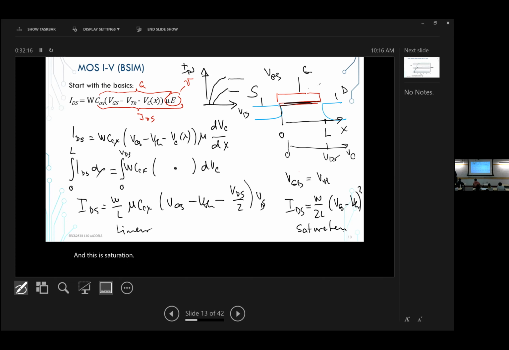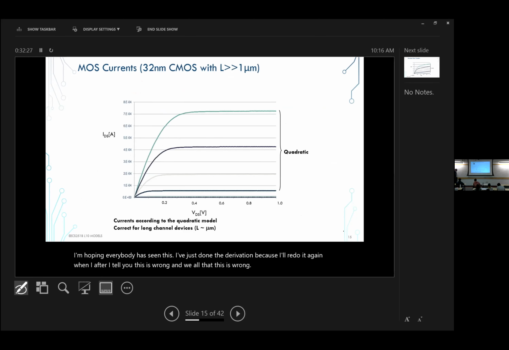I'm hoping everybody has seen this. I've just done the derivation because I'll redo it again after I tell you that this is wrong, and we all know that this is wrong. So if you go and plot this for many of these 28 nanometer models with channel lengths that are pretty long, longer than a micron, it's going to look perfect. It's totally legit to have a 1 micron channel length. So that's all going to work.